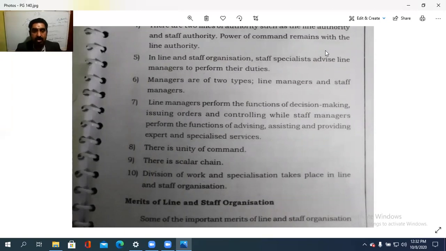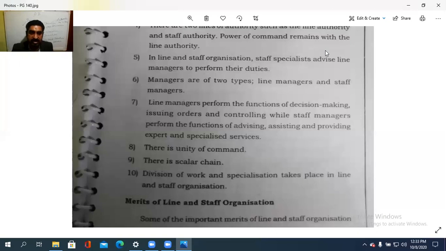So managers are of two types, line managers and staff managers. Line managers perform the functions of decision making, issuing the orders and controlling, while staff managers perform the functions of advising, assisting and providing expert and specialized services. So that is the thing. Line managers perform the functions of decision making. Who takes the decision? The line manager. They are the topmost level people, so they are taking the decision. But the advice is given from where? From the lower level. Lower level in the sense means the staff manager. So that is the thing.